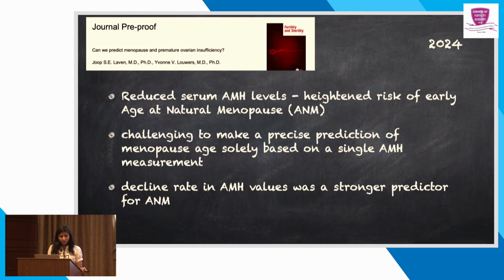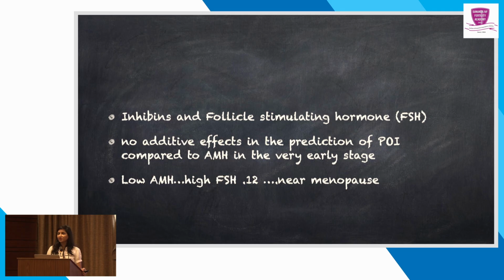Can AMH predict menopause? Sir has already discussed a study about predicting menopause depending on AMH. Reduced AMH levels increase the risk of early age at menopause, but it is challenging to make a precise prediction of menopausal age based solely on a single AMH measurement. What sir was telling is that we have to take into consideration the trajectory of fall of AMH and the increase in FSH. Only then can we say that this lady may have early menopause.